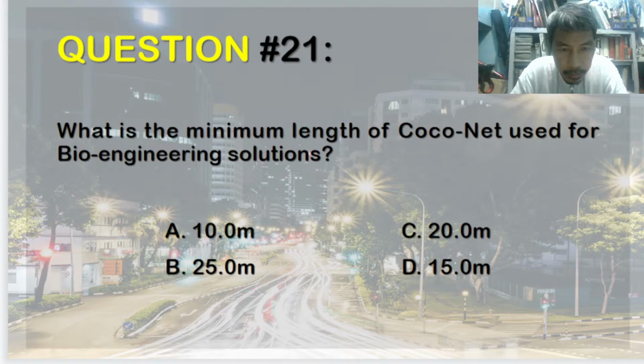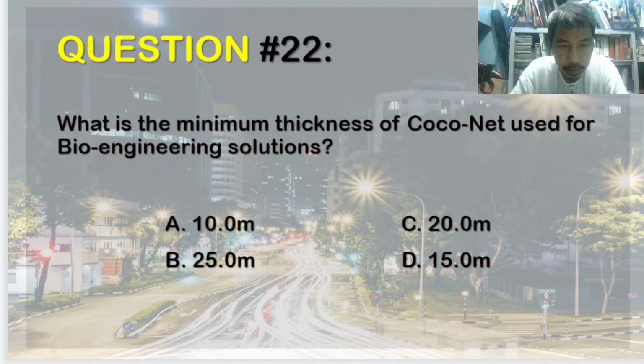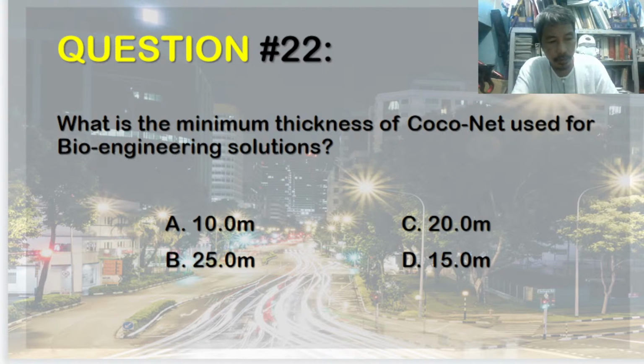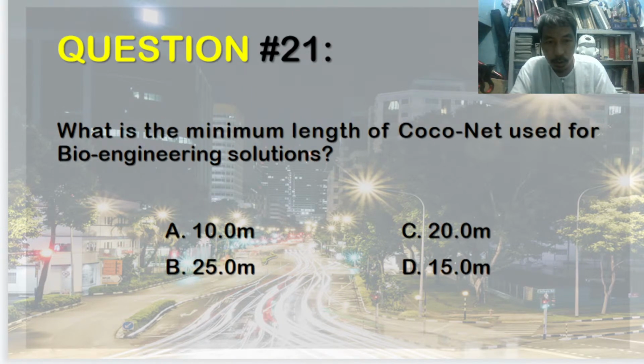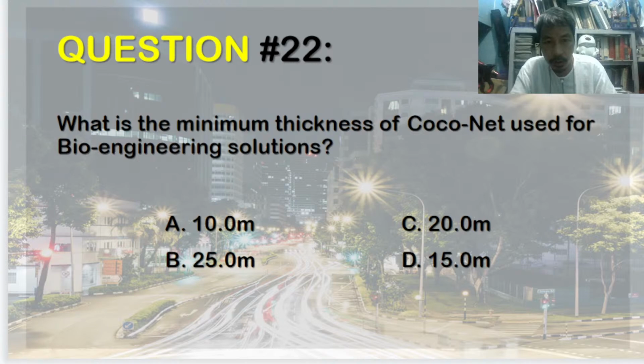So I think there is a typo error here. Number 21 and 22, they are the same. So I think there is a typo error for 21 and 22. They must not be the same. So 21 is minimum length, 22 is minimum thickness.